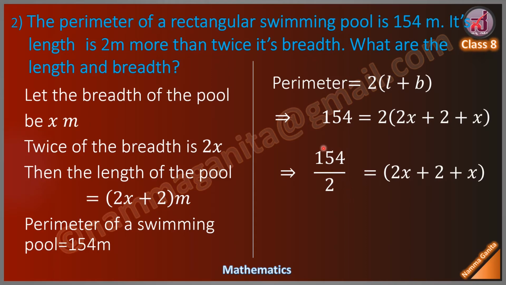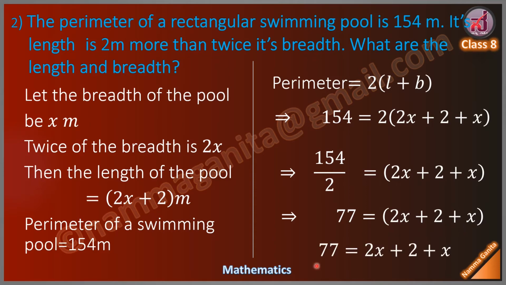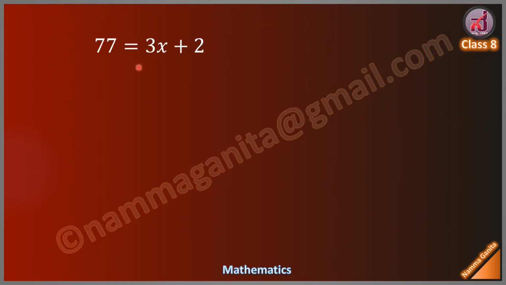2 ones are 2, 2 sevens are 14, 1 remainder 14, 2 sevens are 14, 77. That is equal to 2x plus 2 plus x. 77 is equal to 2x plus x is 3x plus 2. Shift this 2 to the left hand side. 77 minus 2, that is 75, equal to 3x.